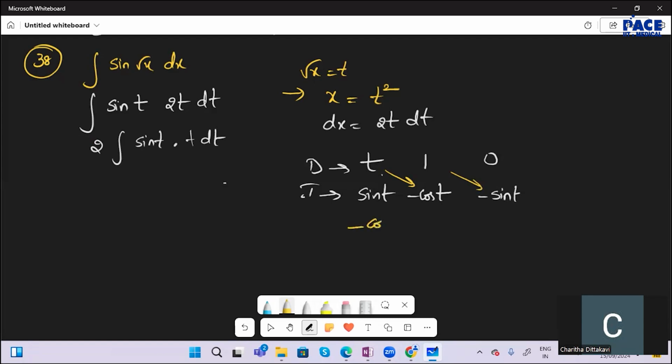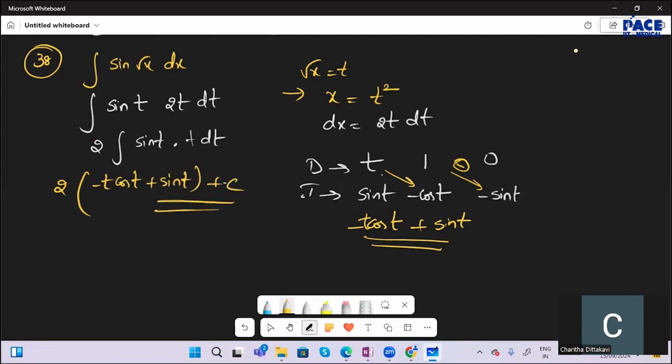So that is minus cos t. When I'm going here, it is positive, while I'm going here, it has to be taken negative. Minus of minus plus sin t. Got it? So please take this substitution directly. Now, this is minus t cos t. Okay, so now this is nothing but 2 times minus t cos t plus sin t plus c, is your final answer there.